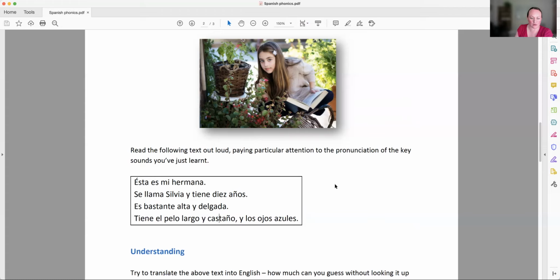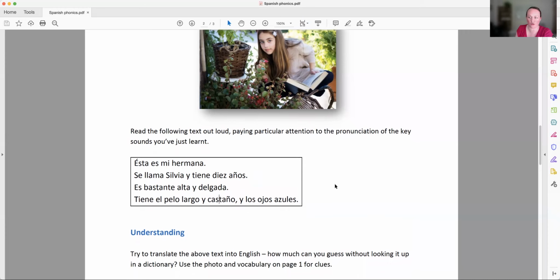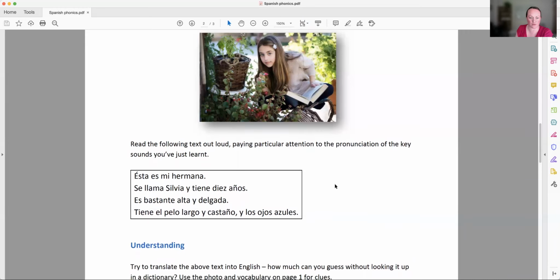Tiene el pelo largo y castaño. So she has long brown or brunette hair. So el pelo is hair, largo is long, castaño, as I think I mentioned before, is brown or brunette. Y los ojos azules, and blue eyes. So ojos, eyes, azul, blue, as we've had above.